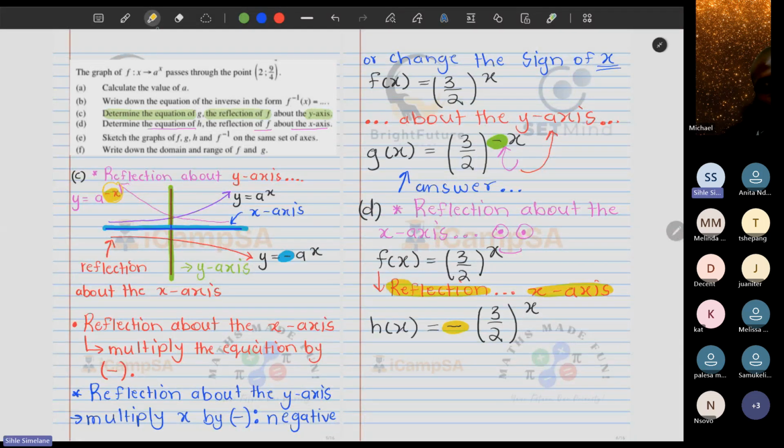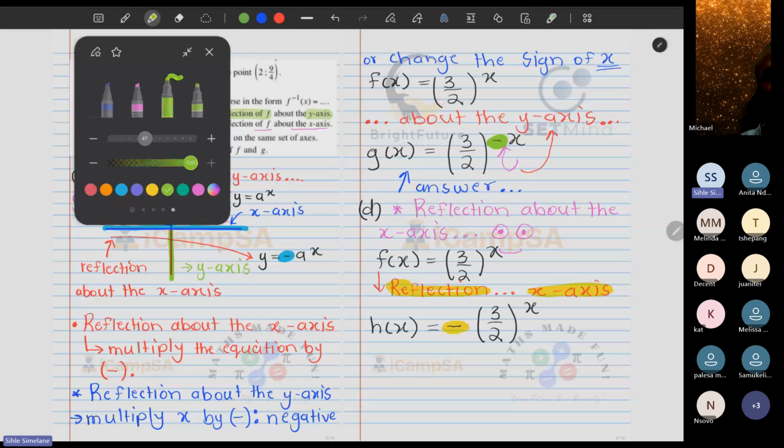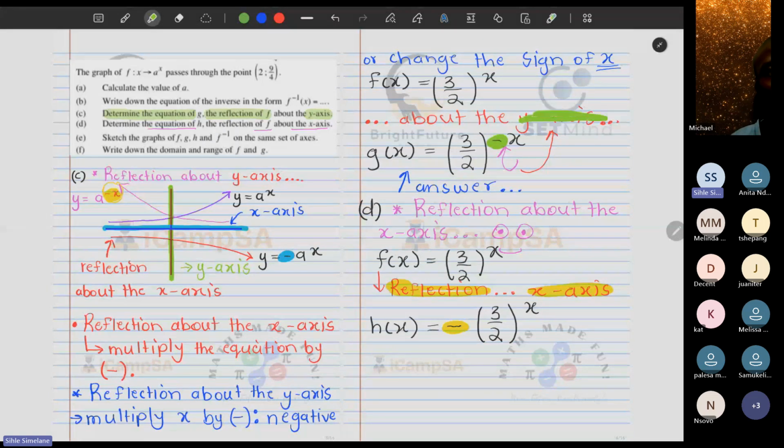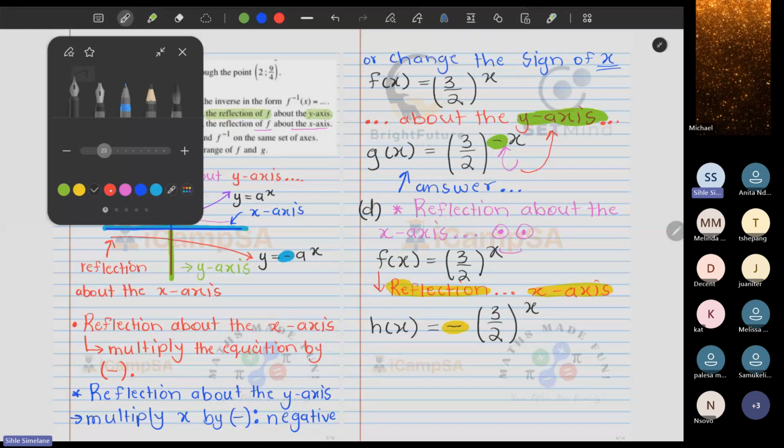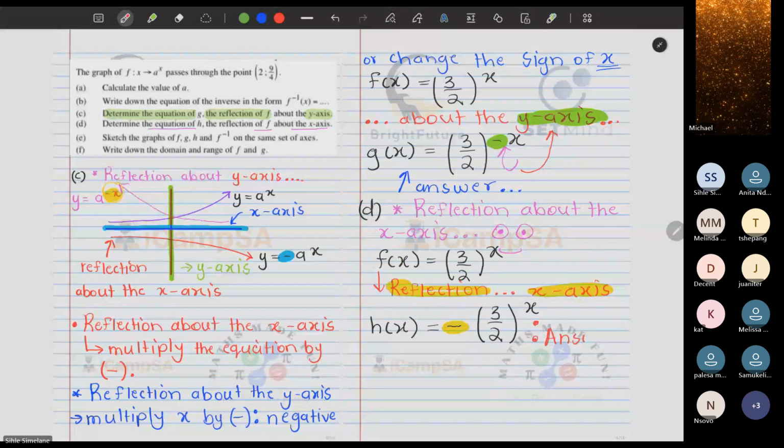Once they say reflection, y-axis, wherever we see x, we go and put a minus. X-axis, minus on the whole thing. Y-axis, minus on the x. We change the sign of the x. So this here is our answer. That there becomes our answer for question D.